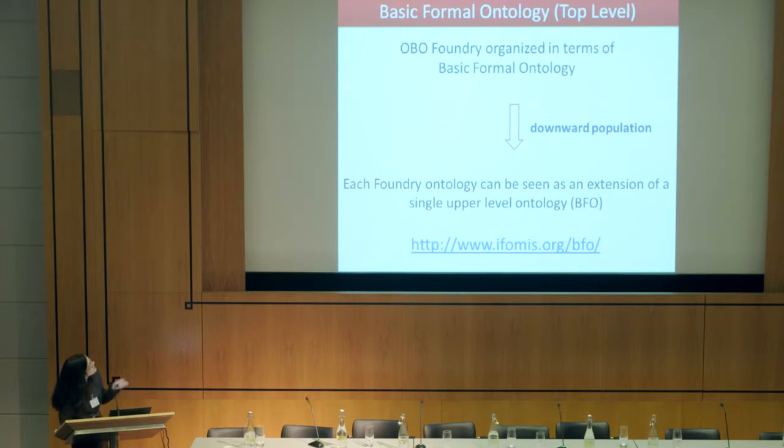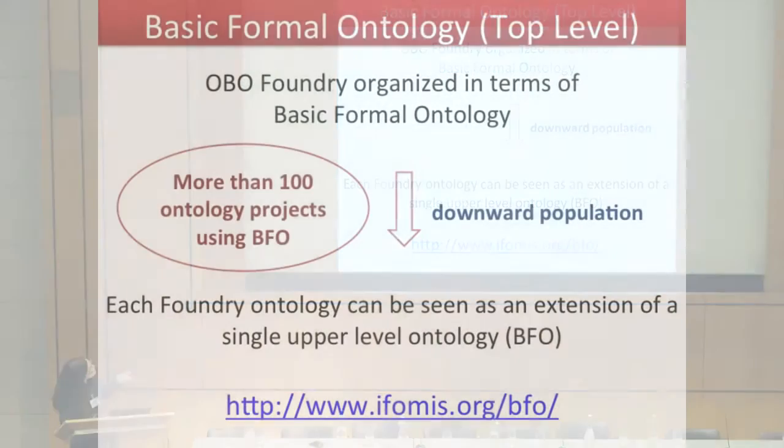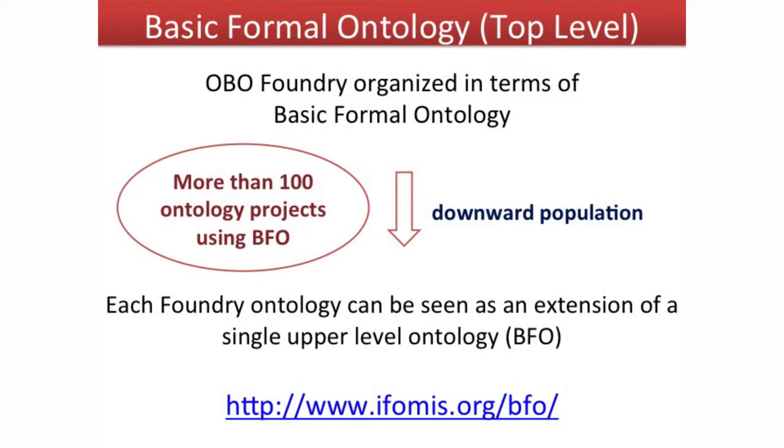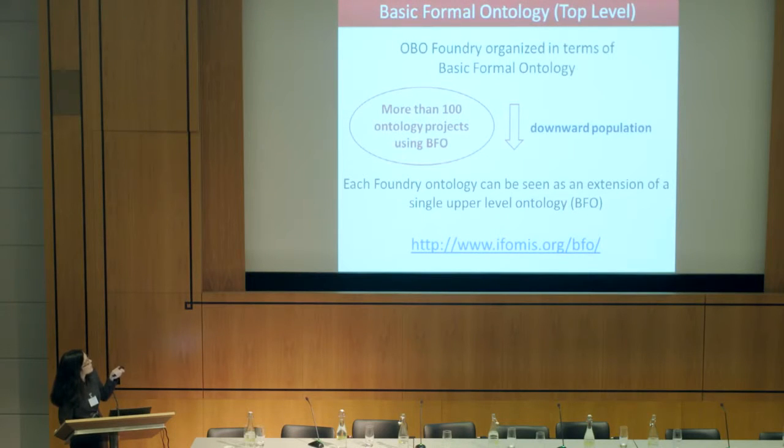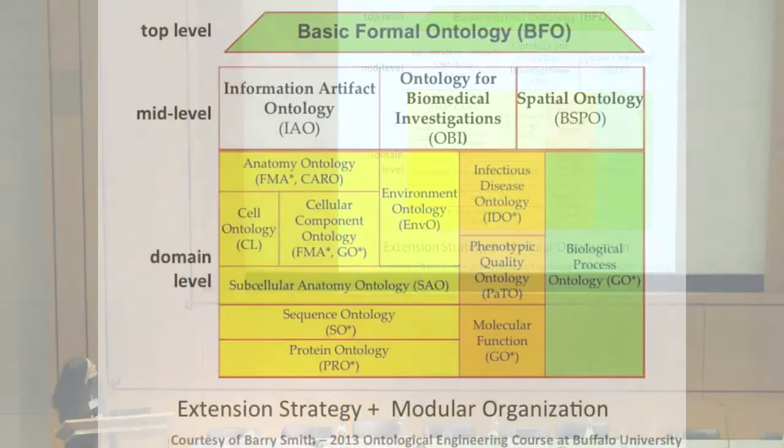OBO utilizes Basic Formal Ontology as top level through the methodology of downward population. So having these about 34 classes or entities defining the ontology as top level to organize the knowledge in a consistent way, more than 100 ontology projects are currently using BFO. And this is an example.